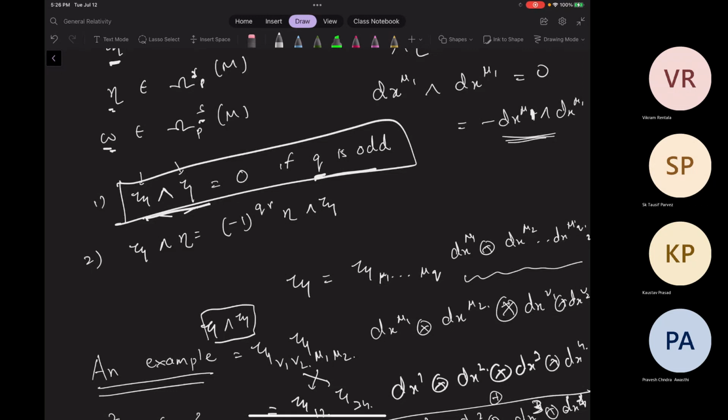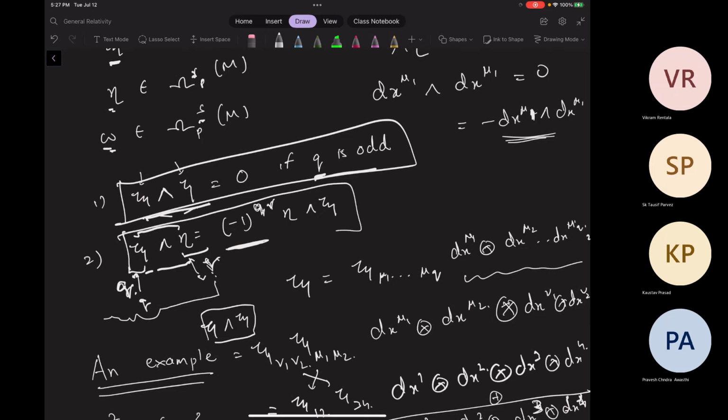In fact, what you can show is that xi wedge eta is equal to -1 raised to q times r, if this is a q-form and this is an r-form, eta wedge xi, where I move the eta past xi. Roughly, the way to think about it is in terms of indices: this has q indices and this has r indices. I want to move each of these r indices past every one of these q indices. Every time I exchange one of these r indices with one of these q indices, I pick up a minus sign. So that's why the overall sign is -1 raised to q times r. Is this clear?